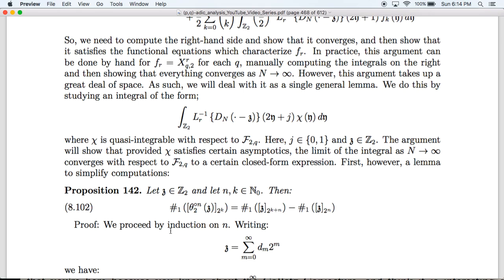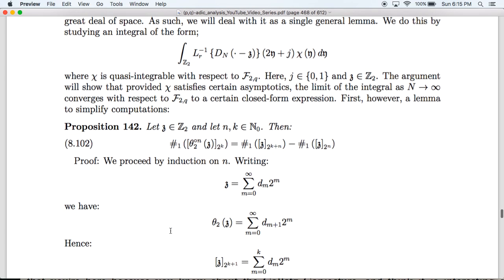So let z be a 2-adic integer, and let n and k be non-negative integers. Then we have that the number of ones in the nth shift of z mod 2^k is the same thing as the number of ones in z mod 2^(k+n) minus the number of ones in z mod 2^n. We proceed by induction on n.